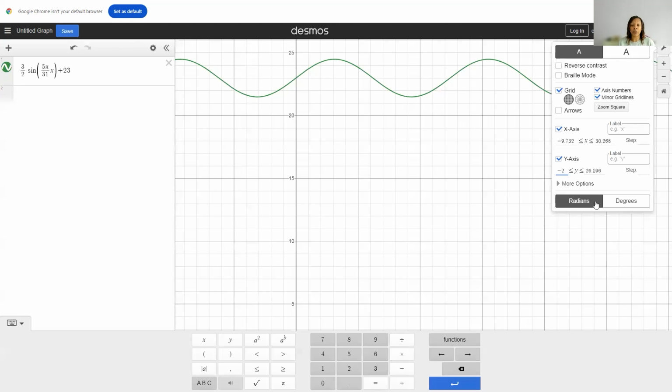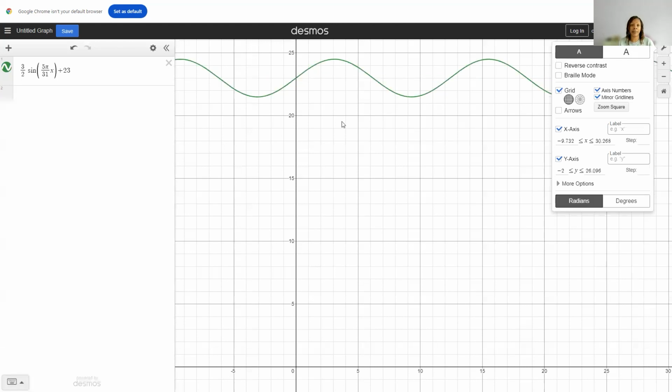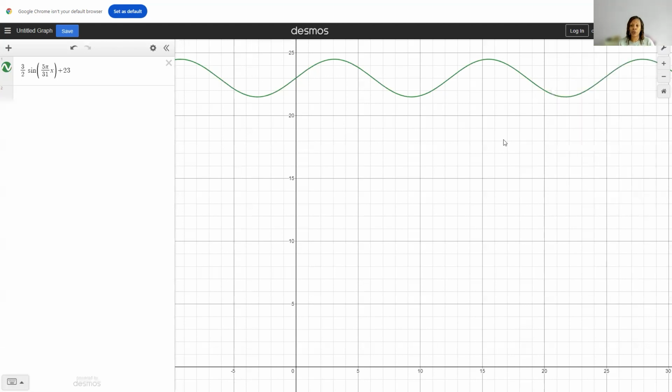You also want to make sure that it's set to radians. If it's in degrees, it's just going to give you like a straight line. So if I hit radians, I see my actual sine wave. All right, so that's enough, I think, in the settings portion.